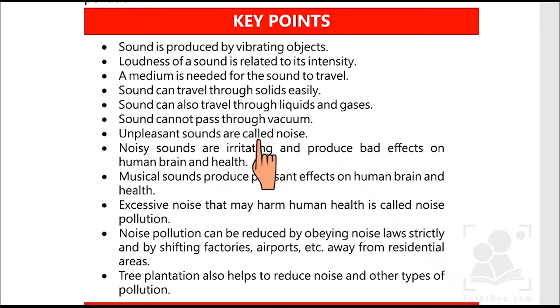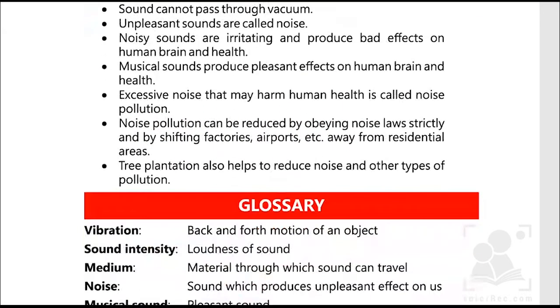Unpleasant sounds are called noise. Noisy sounds are irritating and produce bad effects on the human brain and health. Musical sounds produce pleasant effects on the human brain and health. Excessive noise that may harm human health is called noise pollution. Noise pollution can be reduced by obeying noise laws strictly and by shifting factories and airports away from residential areas. Last but not the least, tree plantation also helps to reduce noise and other types of pollution.